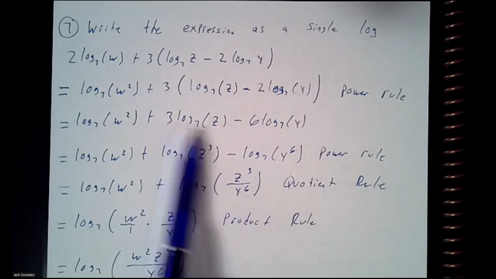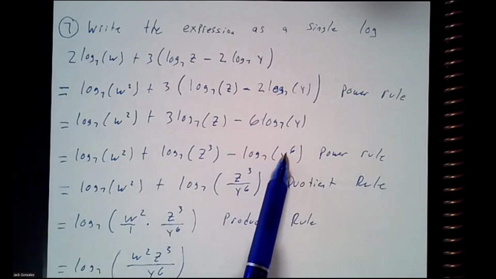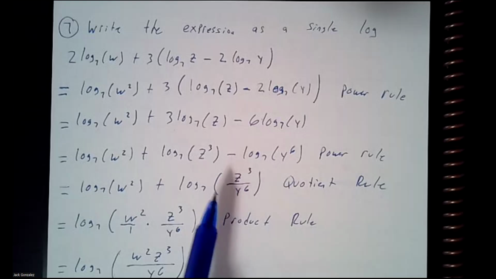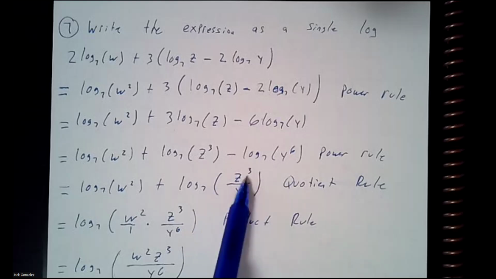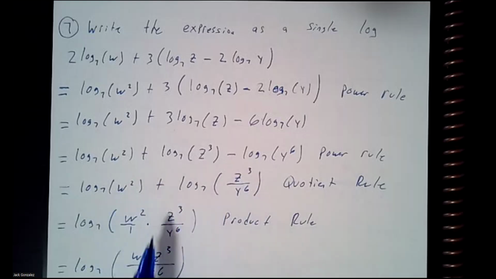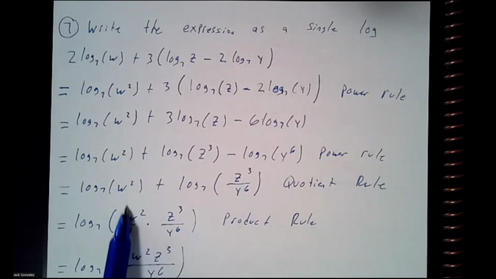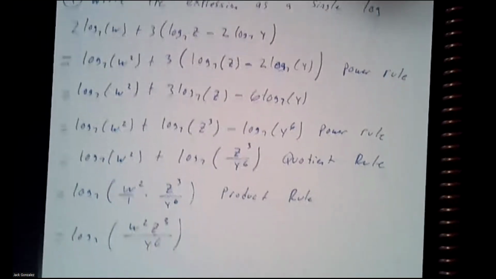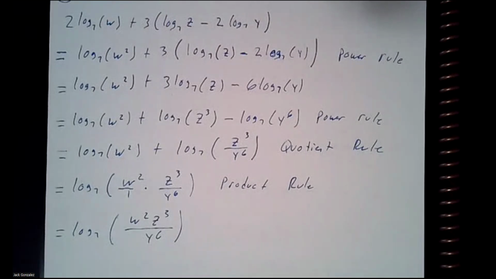The 3 became a power, the 6 became a power. Then the minus became the quotient. Then this plus made these a product. If there's nothing underneath, it's understood to be a 1, so this was always going to be on top here. Are there any questions on the algebra or the properties of logs?